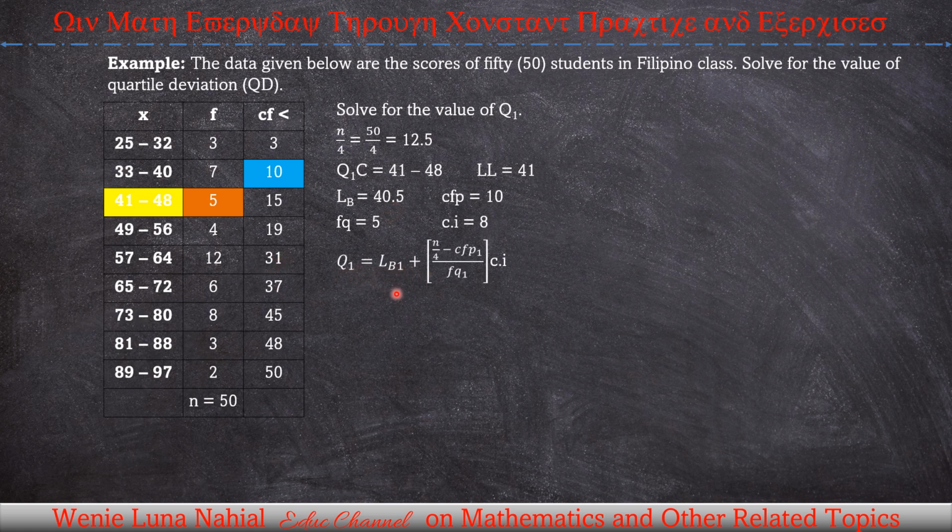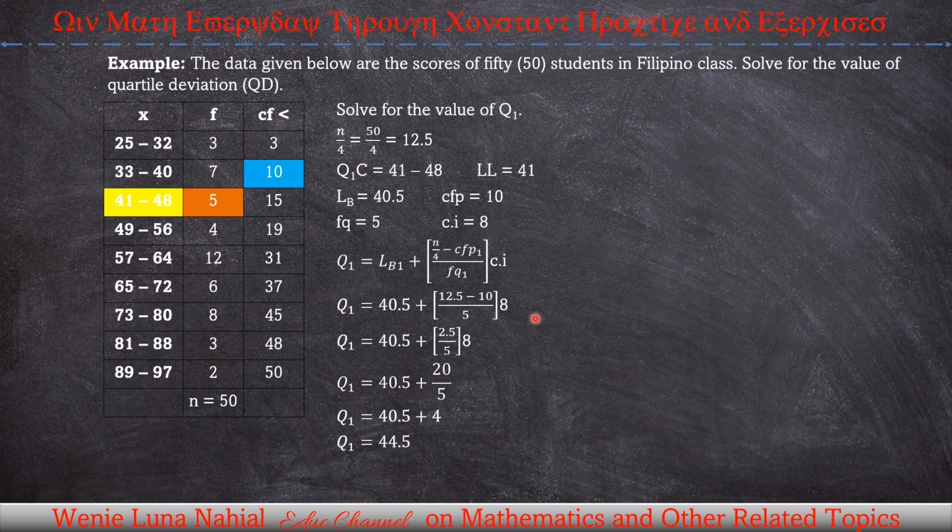So Q1, again, this is the formula. Substitute. So you have 40.5. Then this n over 4 is substituted by 12.5. Then CFP1, that is 10. Then the frequency is 5. So you have the calculation. Then you get 44.5. So that is our Q1. Then solve for Q3.